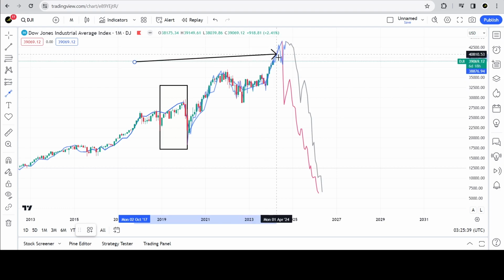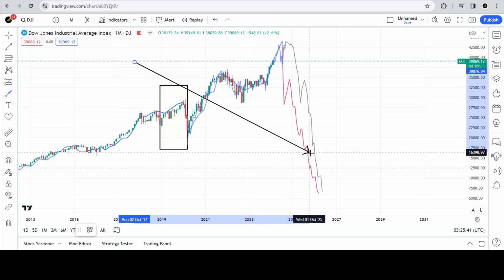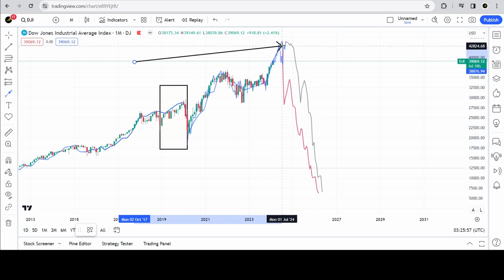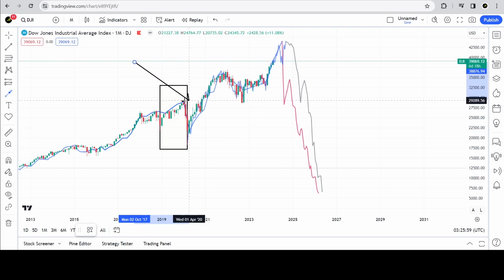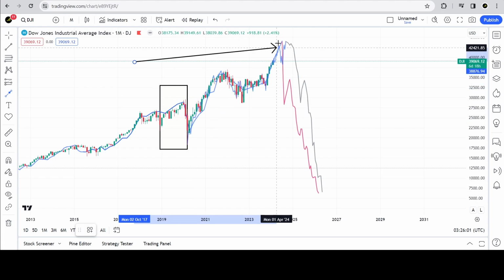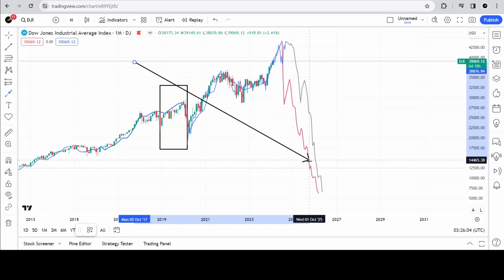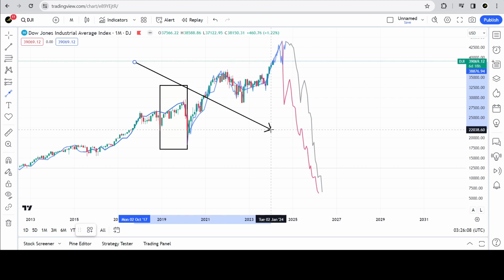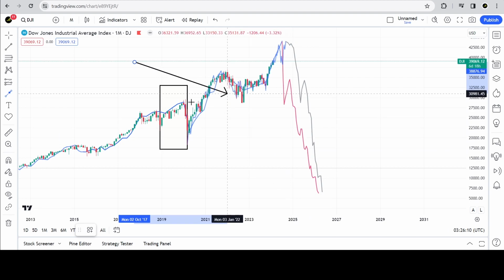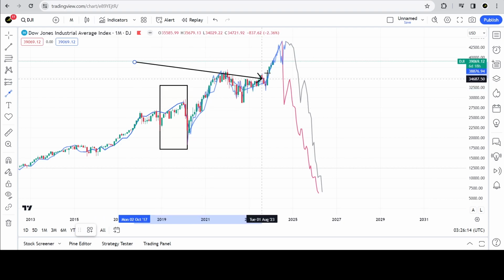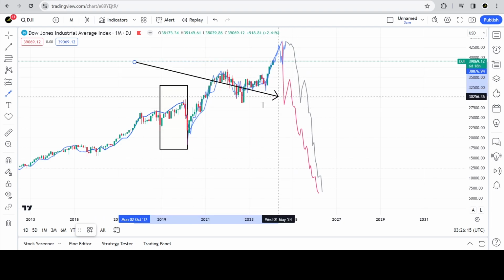As you can also see, the crashes are actually almost identical to each other. So this gray one was the crash that took place over here in 2020, and the red one was the crash that took place in 1929. So what we can observe from this is that this type of structure produces this type of decline.